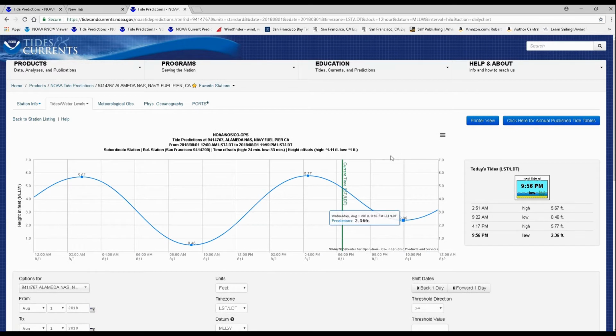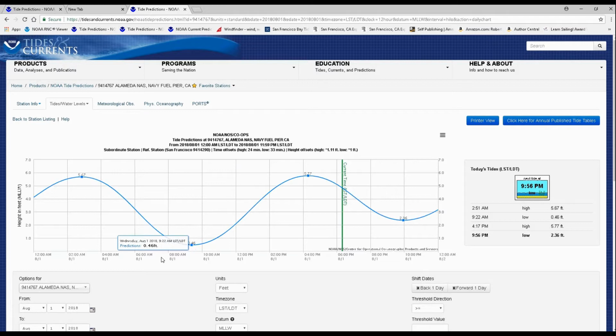Okay, so this is the current time. It's 6:19 p.m. This green line will tell you that this is the current date and time, and this is what the tides are doing right at this moment. So right now there's an ebb tide.